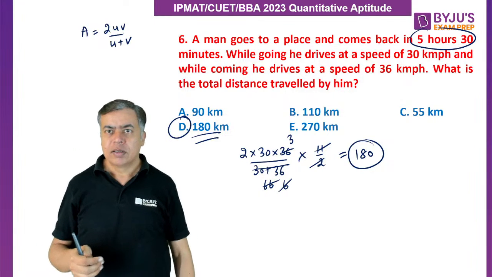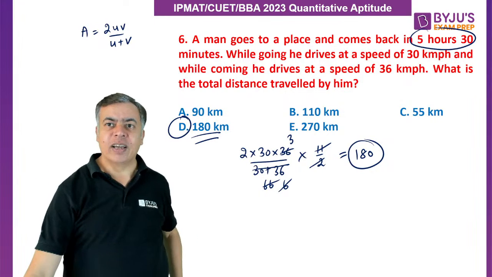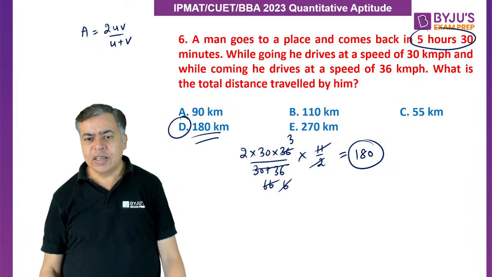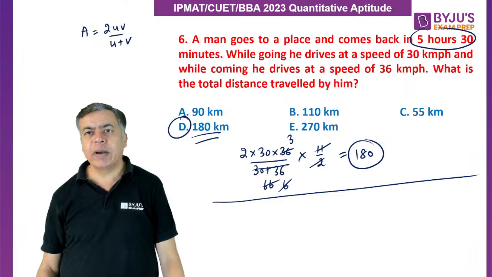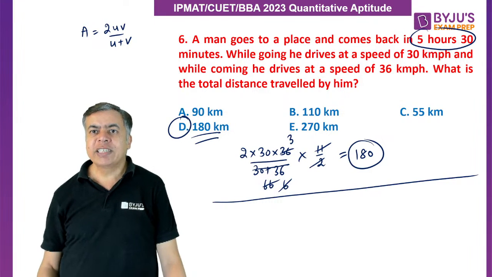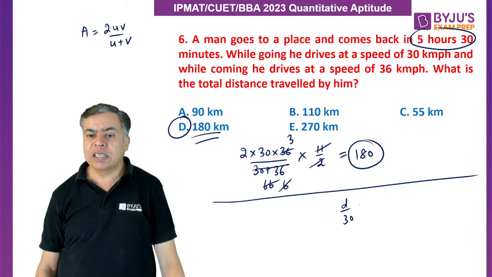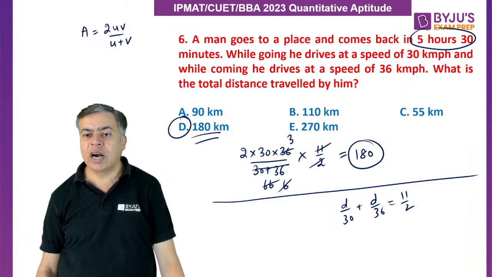So let's move to the next one. I've applied the formula, otherwise you could have done this simply by a linear equation. Let's say the distance on one side is d. So d by 30 plus d by 36 is the total time taken, which is 11 by 2 hours. You can take the LCM as 180.